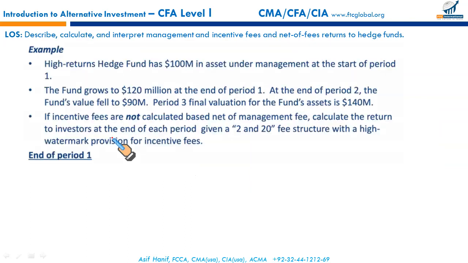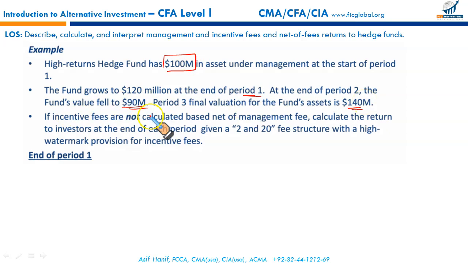Now here we go. High Returns Hedge fund has 100 million in assets under management at the start of period 1. So this is the starting value of the fund, 100 million. The fund grows to 120 million at the end of period 1. At the end of period 2, the fund falls to 90 million. And then in period 3, the final valuation for the fund asset is 140. So interesting, 100 million to 120, 120 to 90, and then 90 to 140.